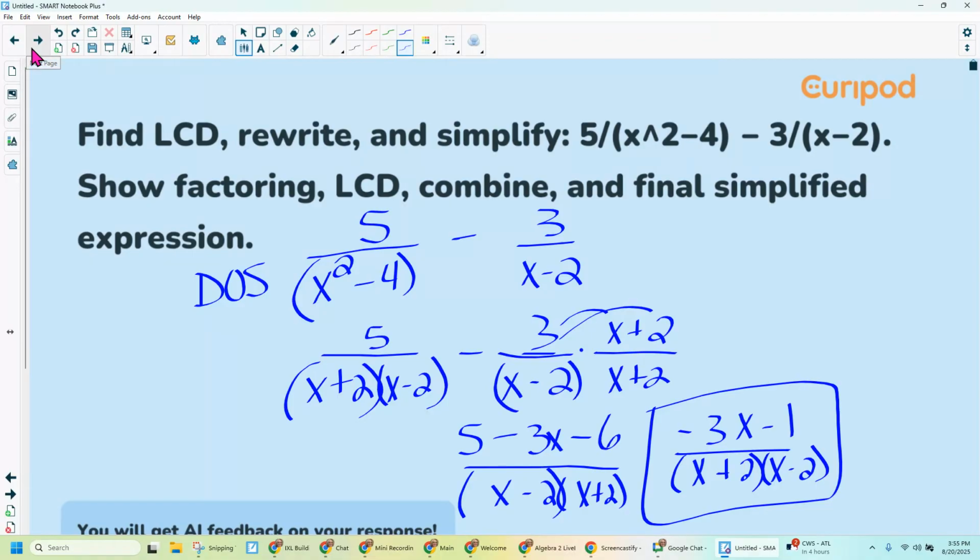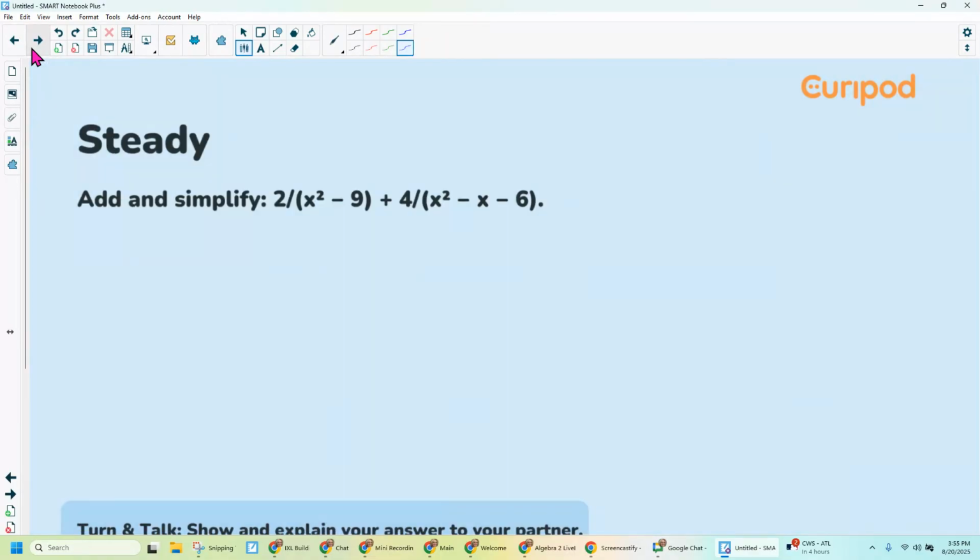Are you catching on? Is it coming along? All right, let's try one more problem here. Let's see how we do on this one. And again, I'm going to rewrite this so it doesn't have that slant in there. You see, right away, you're going to be able to factor both of these denominators.